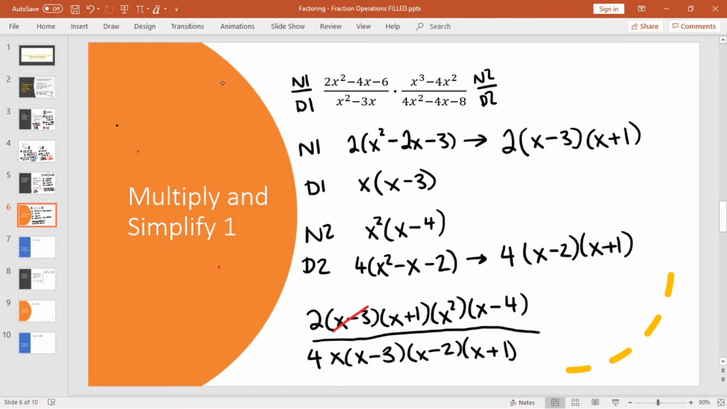Okay, x minus 3 can cancel x minus 3, x plus 1 can cancel x plus 1. The other binomials, there's nothing else I can do. 2 over 4 is 1 over 2. X squared over x is just x in the numerator, so I'm feeling pretty good about this. And I look across the top, don't drop anything. X onto x minus 4 over 2 onto x minus 2.